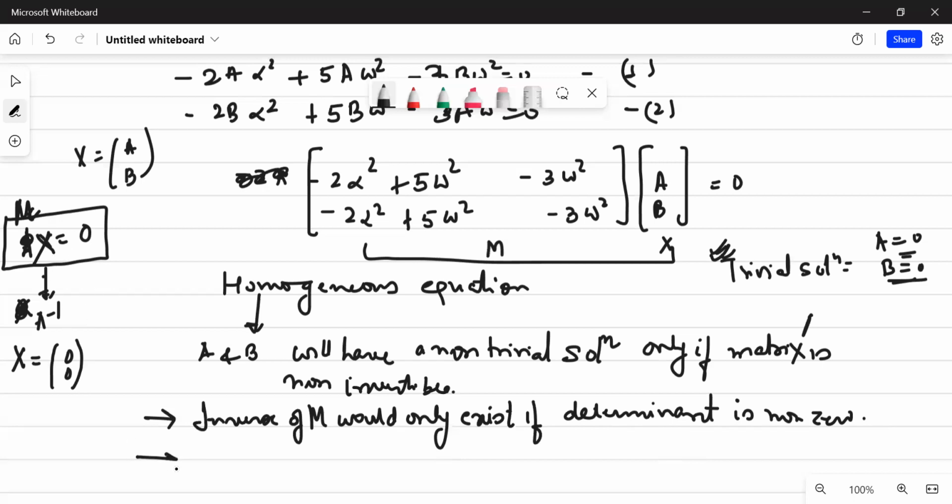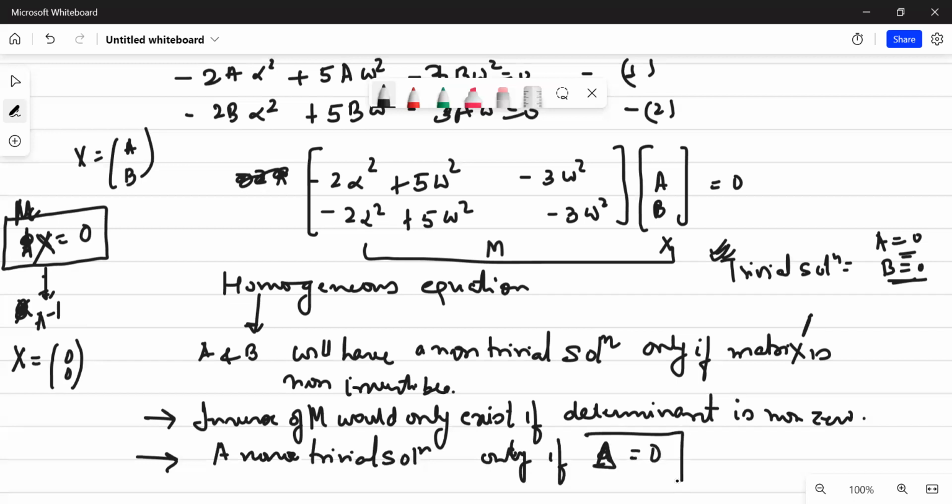So what does it imply? It implies that a non-trivial solution will exist only if the determinant is zero. If the determinant of M is zero, then a non-trivial solution will exist. Because if the determinant is non-zero, then M inverse would exist, and operating with M inverse would give you a trivial solution. So that will not give you any physically reliable solution.